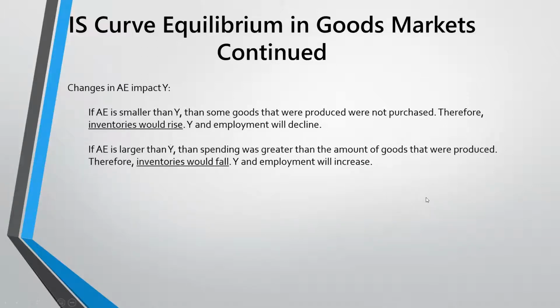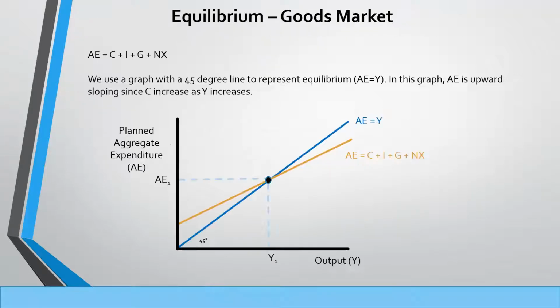So if aggregate expenditure is smaller than Y, then some goods that were produced were not purchased. Therefore, inventories would rise. Y and employment will decline. If aggregate expenditure is larger than Y, then spending was greater than the amount of goods that were produced, and therefore inventories would fall, and Y and employment will increase.